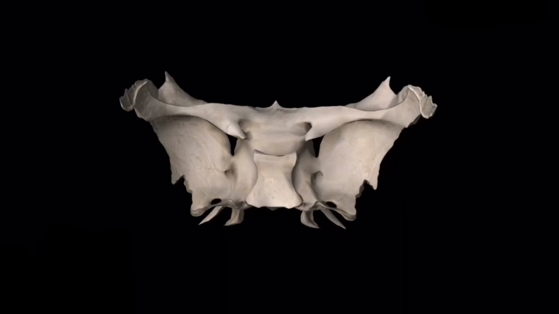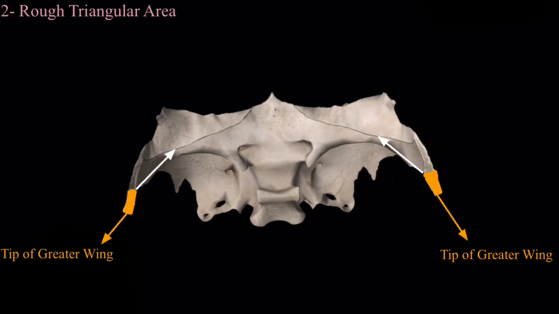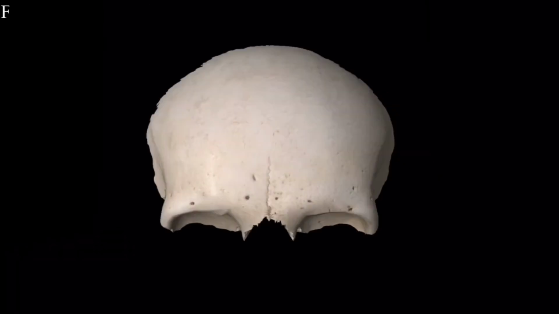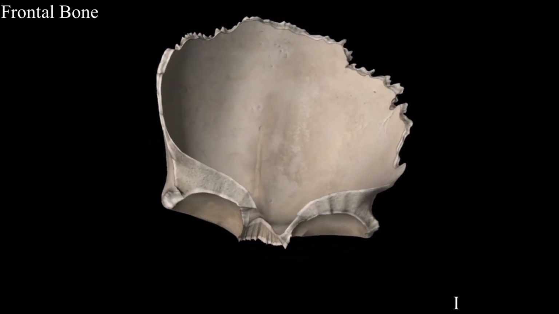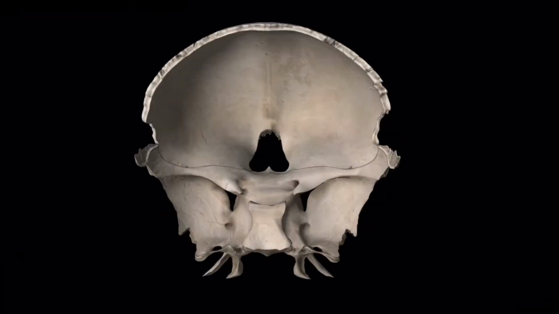Next is the rough triangular area. Medial to the tip of the greater wing, this is the rough triangular area. And this rough articular area comes in contact with the frontal bone. This is the frontal bone, and in the inferior view, you can see this rough triangular area. The rough triangular area of the sphenoid bone and the frontal bone come in contact with each other. You can see in this model, the two rough triangular areas come in contact with each other.